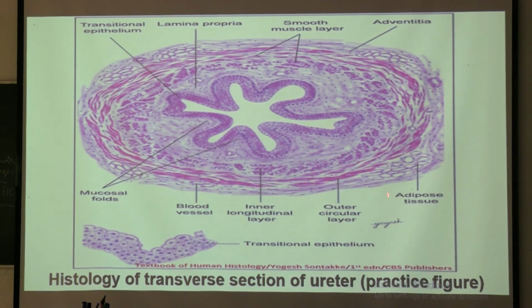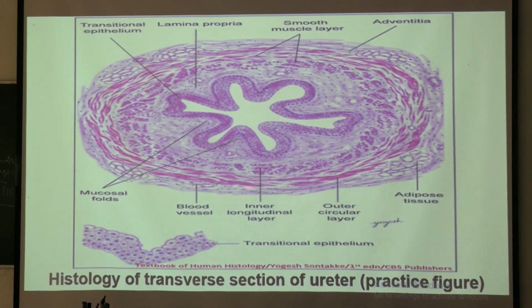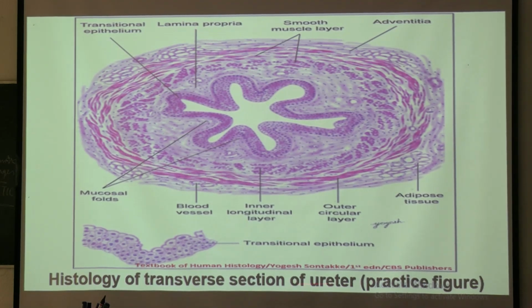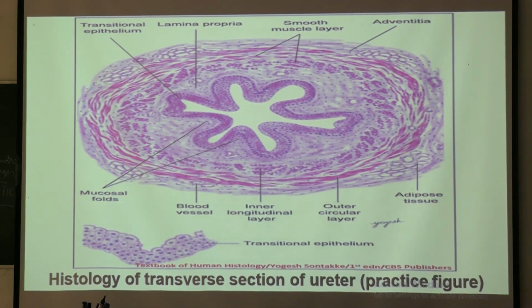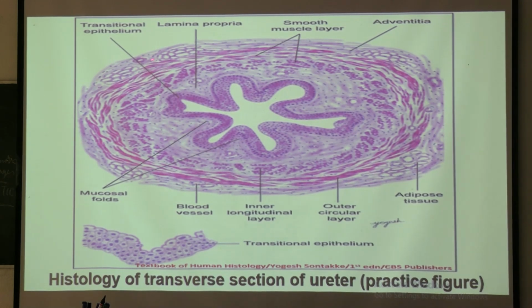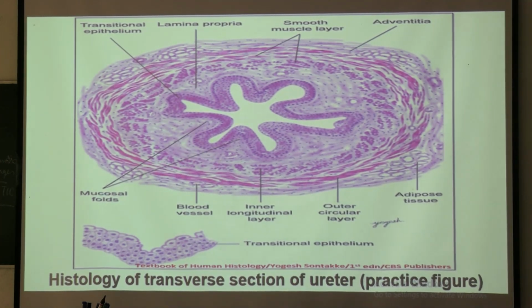In the muscle layer, inner longitudinal, outer circular layer. These two layers are present all over the ureter, and in lower two-third another extra layer is added, that is the outermost longitudinal layer. Then outermost is the adventitia, which is again a loose connective tissue layer, and here you can see some adipose cells, some sections of blood vessels, sections of nerves and lymphatics are also present. So these are the different layers in the wall of the ureter.